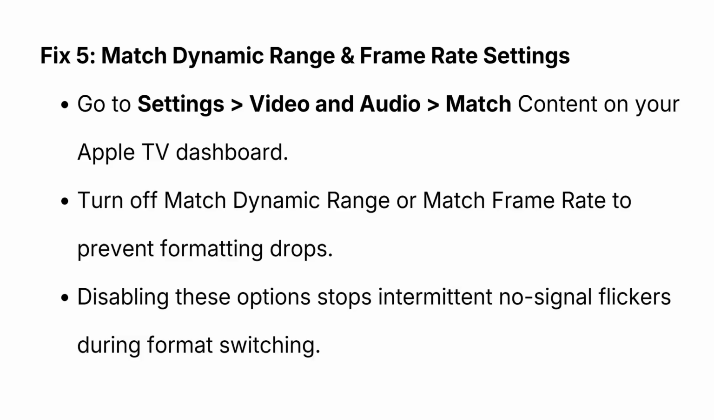Fix 5. Match dynamic range and frame rate settings. Go to settings and then select video and audio. Select Match Content on your Apple TV dashboard. Turn off Match Dynamic Range or Match Frame Rate to prevent formatting drops. Disabling these options often stops intermittent no signal flickers during format switching.